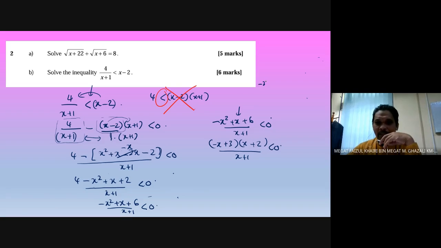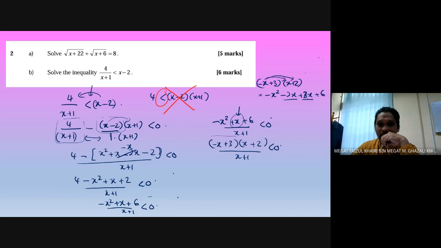Okay, 3 and 2. Let's try. We got negative X plus 3 and X plus 2. Negative X times X, negative X squared. Negative X times 2, minus 2X. 3 times X, plus 3X. 3 times 2 equal to 6. So 3 minus 2 equal to 1. Okay, and 6 here and negative X. That's it. So now class, at this moment, do not refer to the sign here.